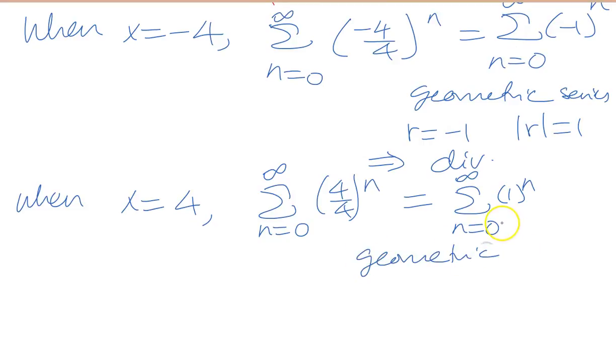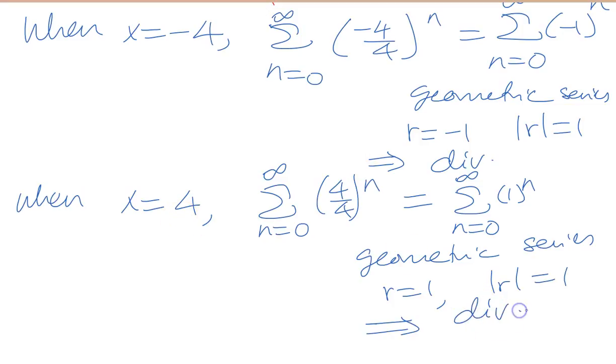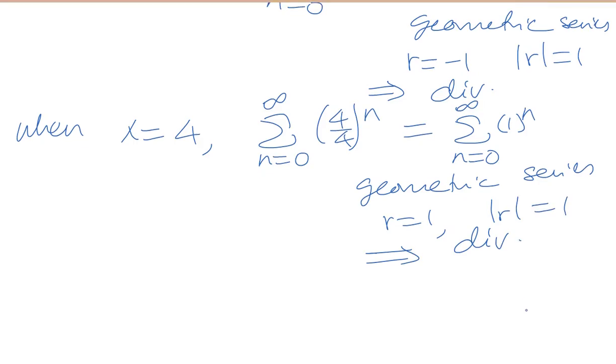Because you're multiplying by 1 each time to get the next term. Geometric series with r equal to 1, absolute value of r is 1. That means the power series diverges when x is 4. So guys, finally, what is the interval of convergence? Interval of convergence is going to be -4, 4.